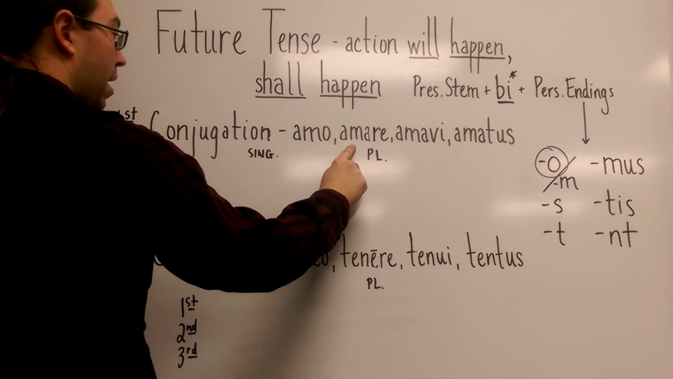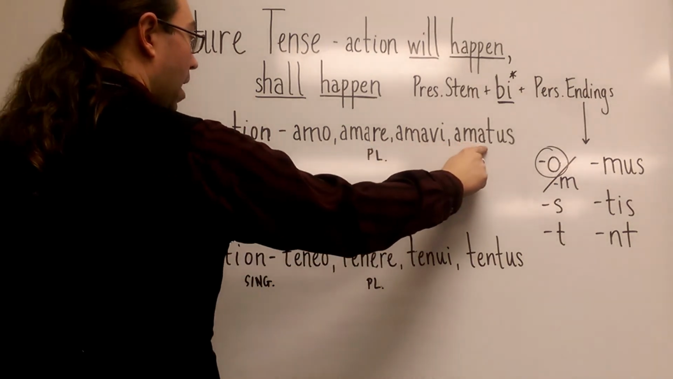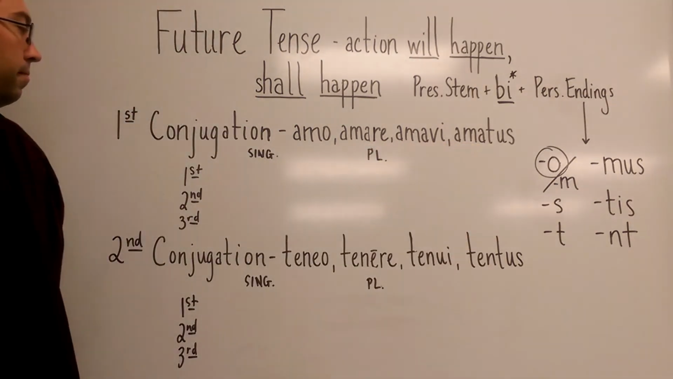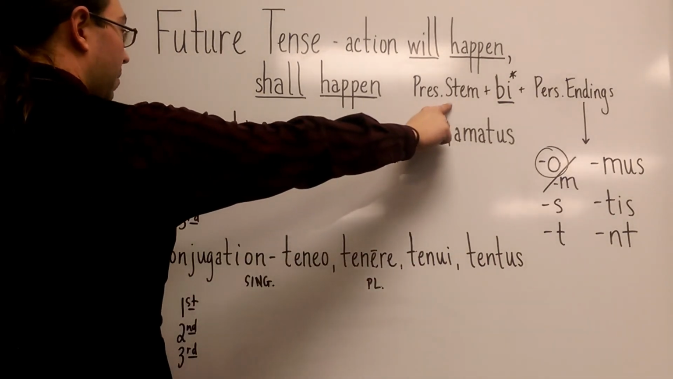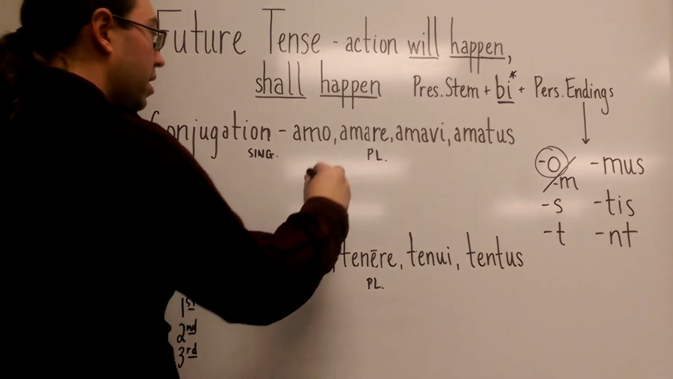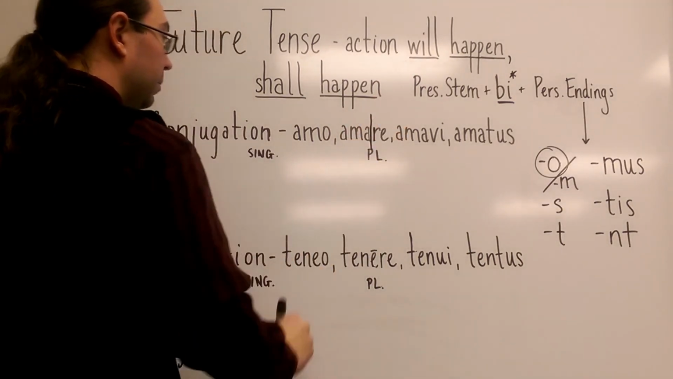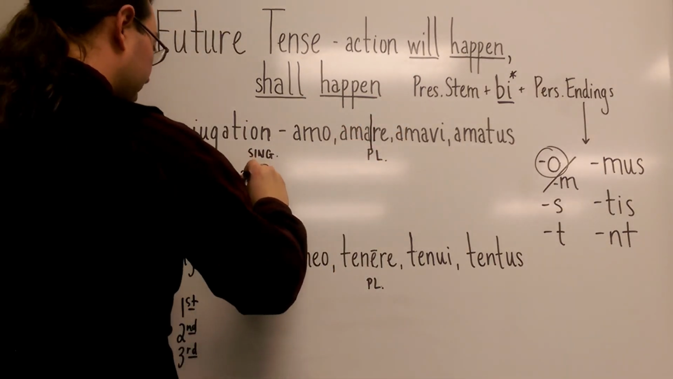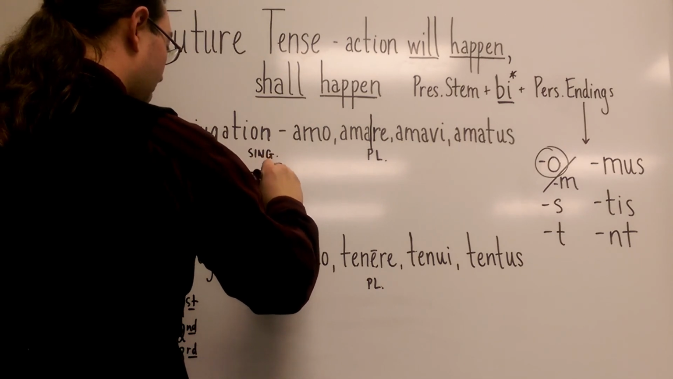Amo, amare, amavi, amatus. The present stem of a first conjugation verb is found by chopping the re off of the second principal part. The present stem of this verb is ama.